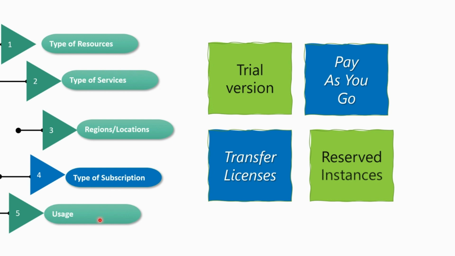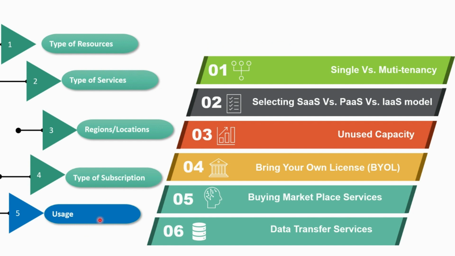Next comes usage. There are six important things that you need to consider as part of usage. Apart from choosing the right model, doing a proper capacity planning, work on the tenancy requirement.